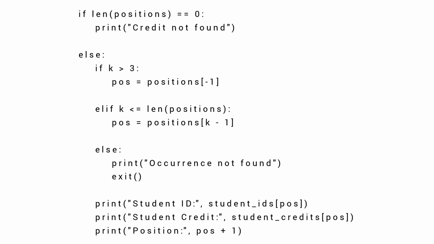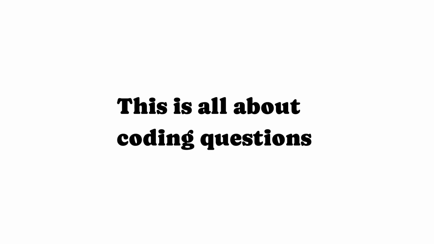So after finding the position, it will print the student ID, meaning the student ID of pos, which we store as the credit index. After that the student credit and position; here we use loops, so we take it as +1 for the exact position. This is all about the coding question.